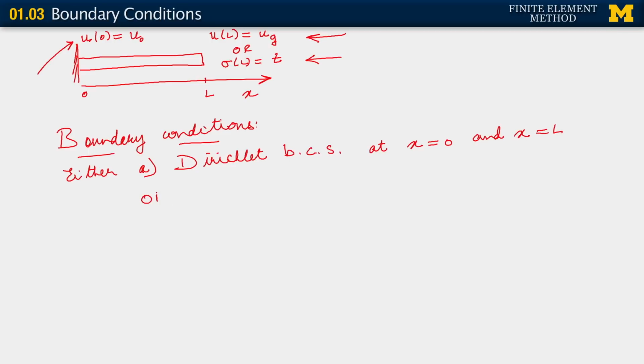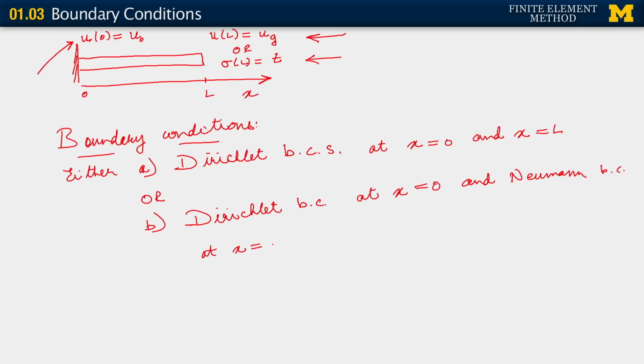right? Or B, Dirichlet boundary condition at x equals 0 and Neumann boundary condition at x equals L. It turns out that in case B, we could actually have flipped things around, which is that we could have had the Dirichlet boundary condition at x equals L and a Neumann boundary condition at x equals 0. That would not pose a problem.